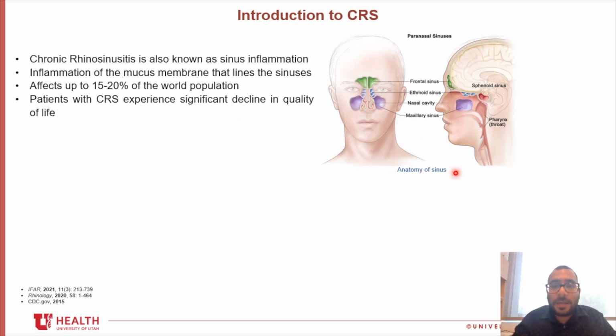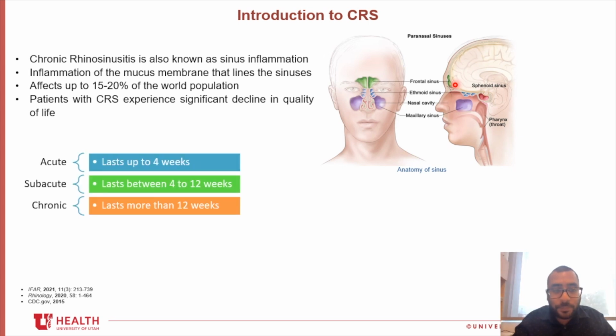Here you can see the anatomy of the sinuses. Humans have 4 different sets of sinuses that are present on each side of the face. The first is the maxillary sinus, which is present behind the nose. The second is the ethmoid sinus, which is present behind the eyes. Then you have the sphenoid sinus, which is present further behind the ethmoid sinus. And lastly, you have the frontal sinus, which is present behind the eyebrows.